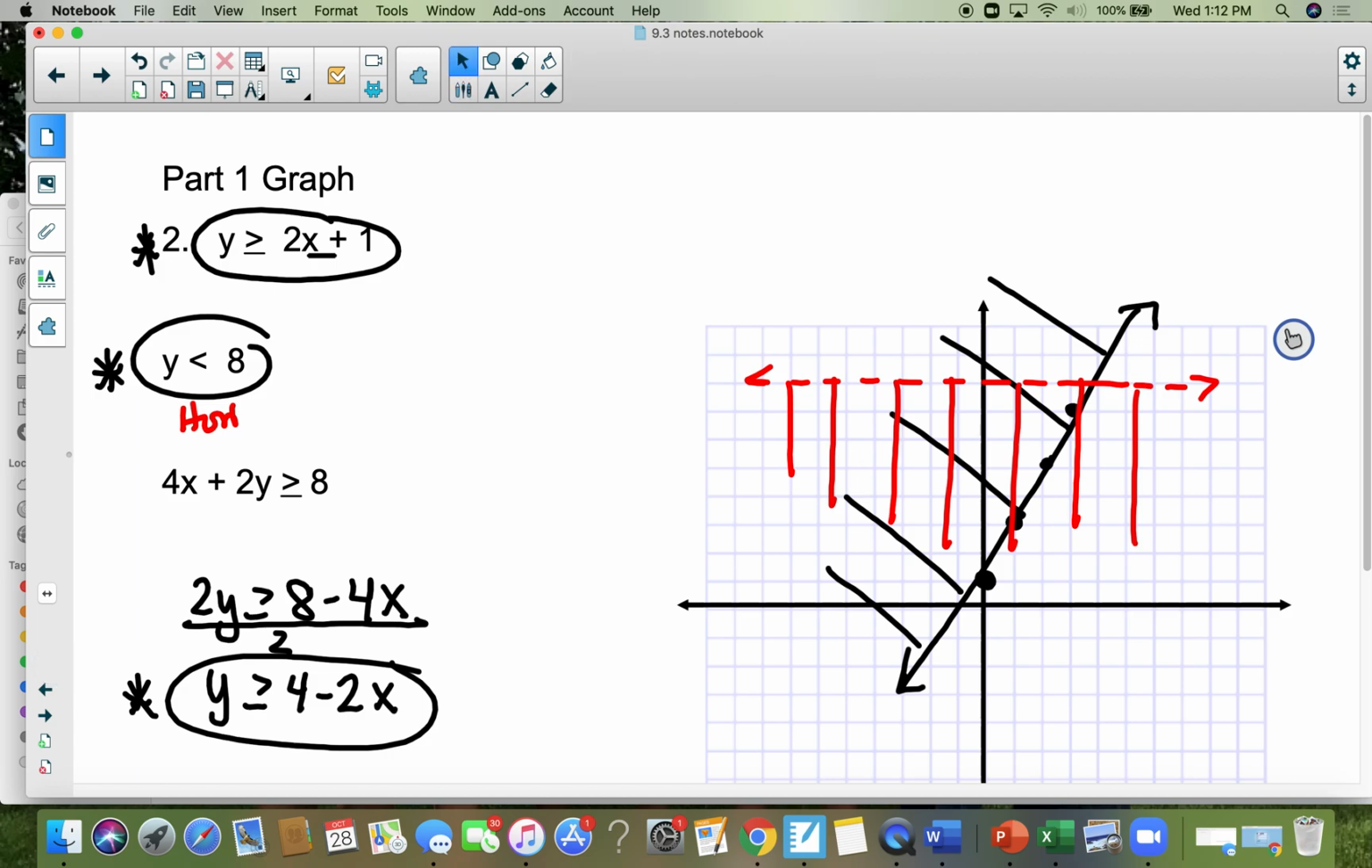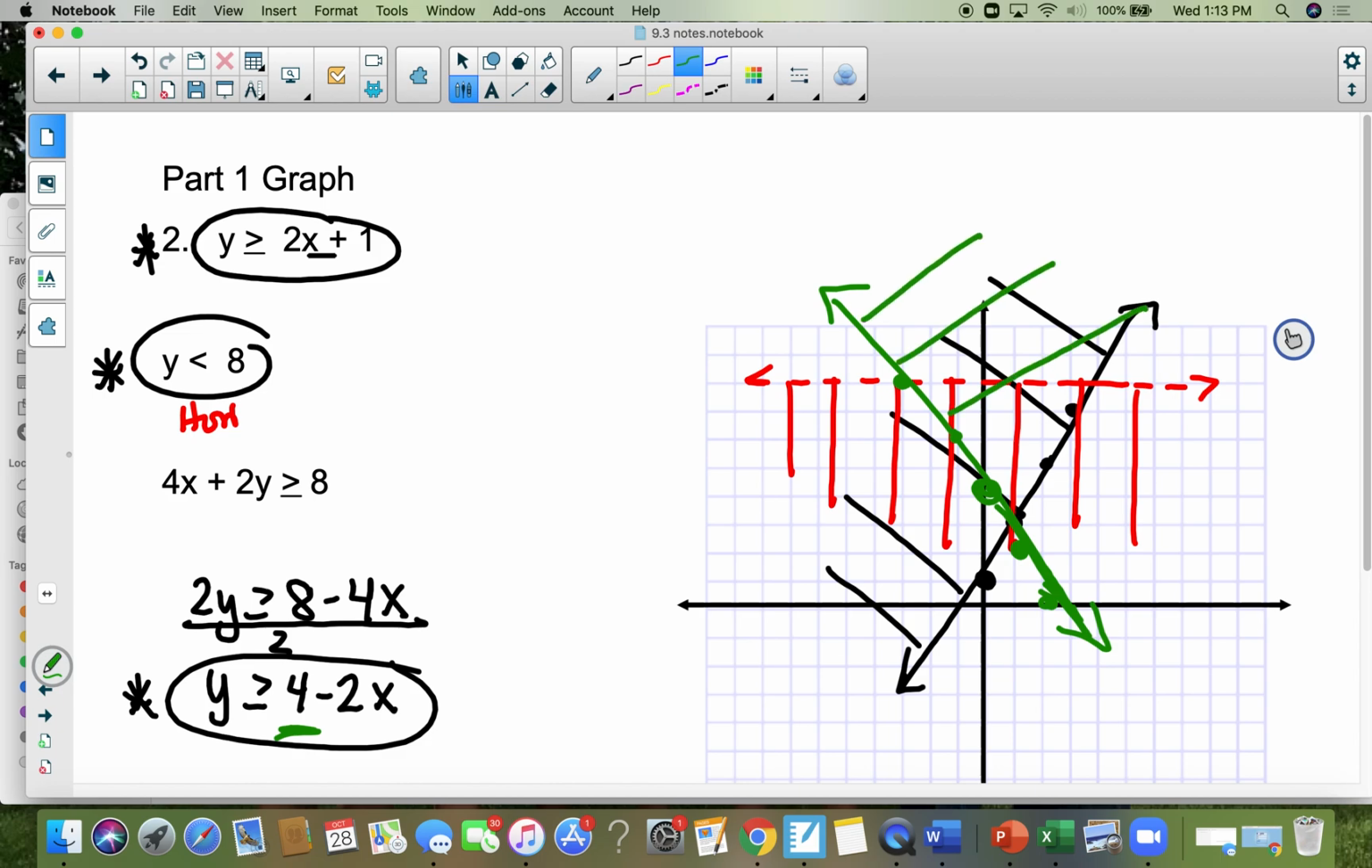the last one, I'm going to use green. Hopefully this shows up. Put my first dot at 4. 1, 2, 3, 4, right there. And I'm going to go down 2 and over 1, down 2 and over 1, up 2 and over 1, up 2 and over 1. And it needs to be a solid line because it says, whoops, I missed a little bit. Greater than or equal to, which means this side of the line.